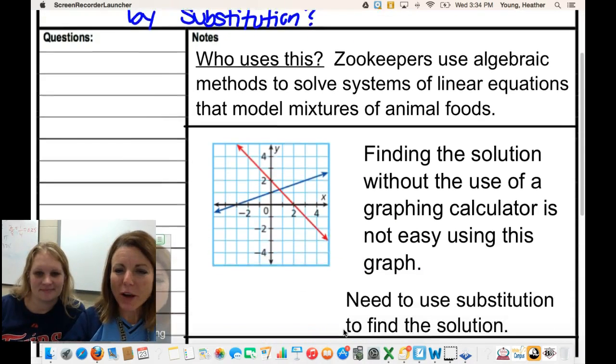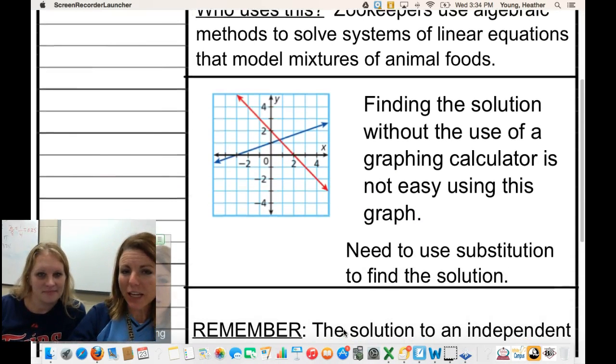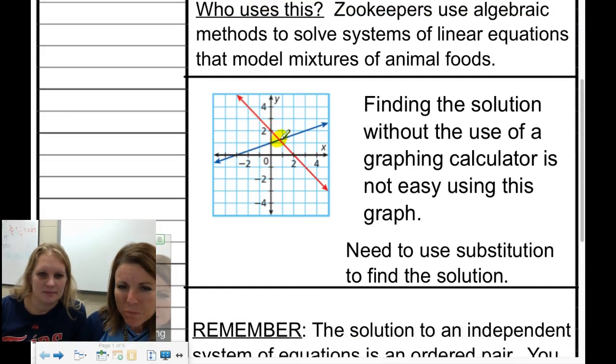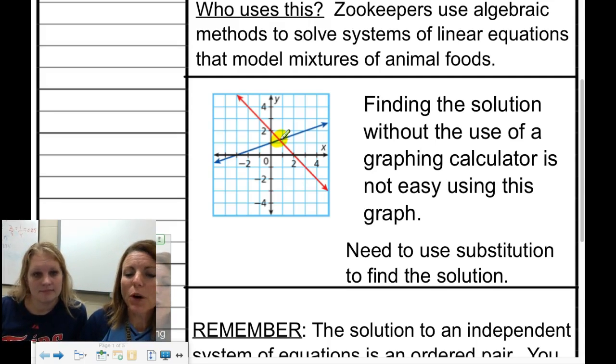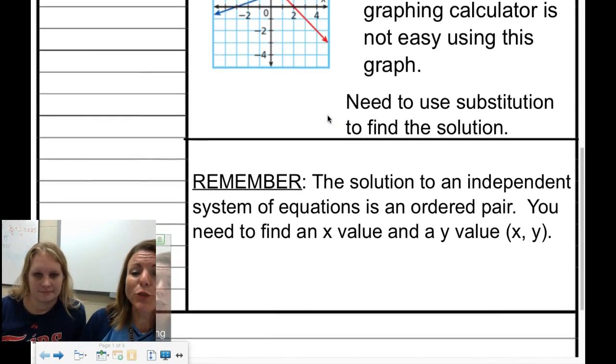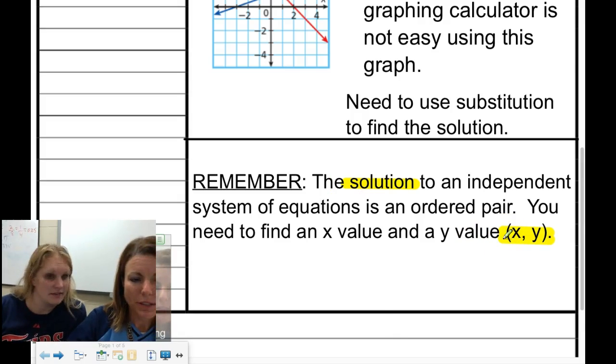So now if I scroll down, look at that graph carefully. You cannot find the solution by graphing. It's just not easy. So if you don't have a graphing calculator to use right now and you can't solve graphically like that, then we're going to teach you how to use substitution. As a reminder, when you find a solution to a system of equations, you are finding an ordered pair, so an x value and a y value. Now we're going to go to the next page.